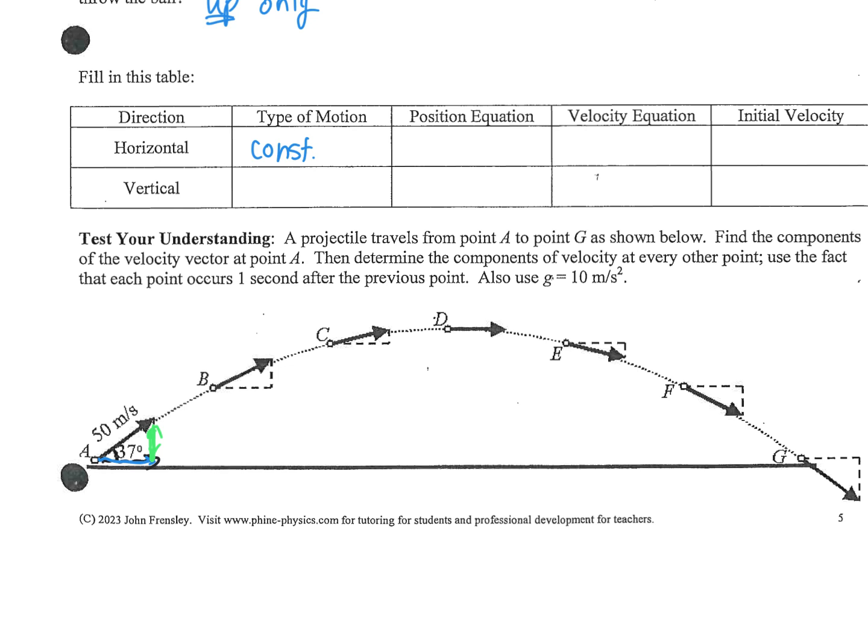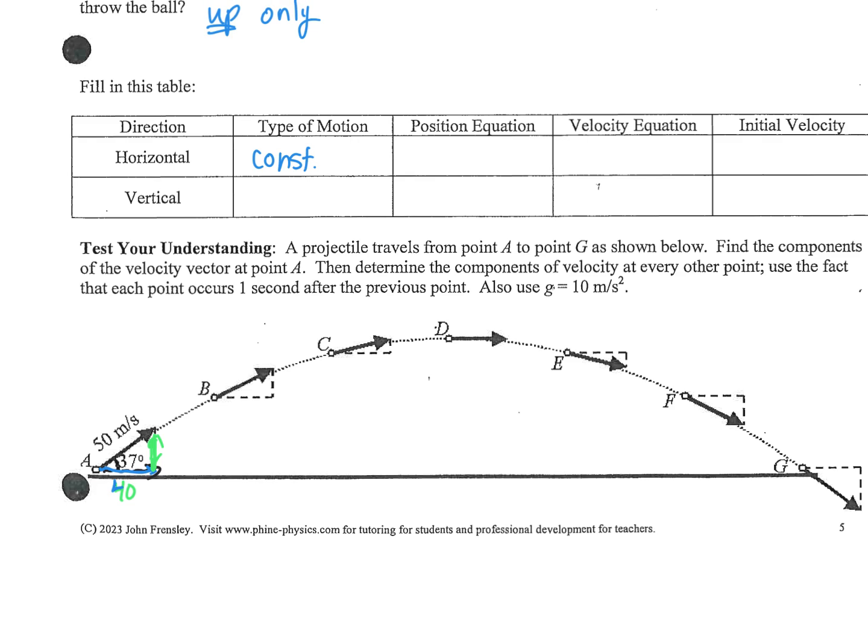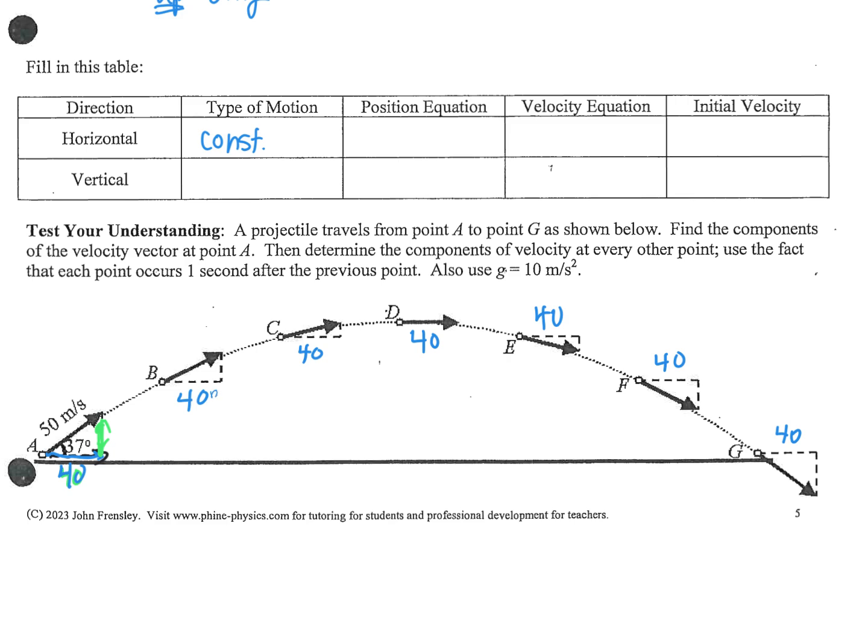What you're going to find out is that this would be 40, and this would also be 40. If you remember the simulation we did, 40, 40, 40, and 40. And this would all be, of course, meters per second.